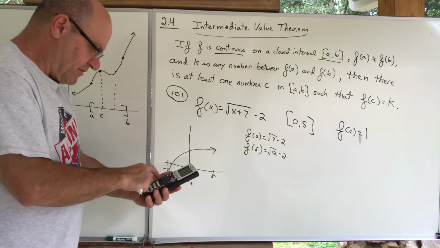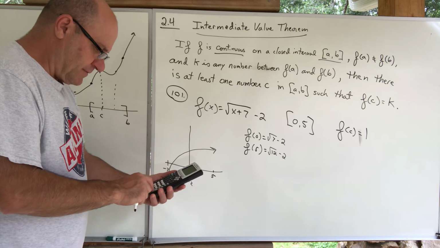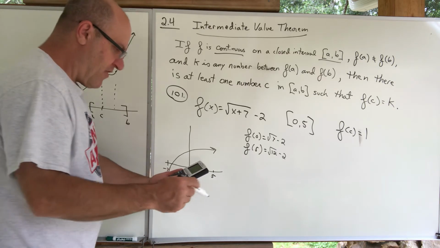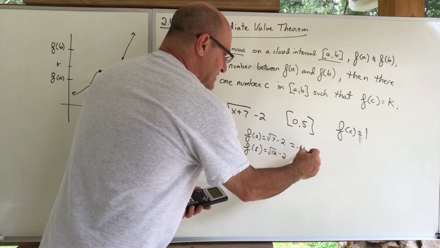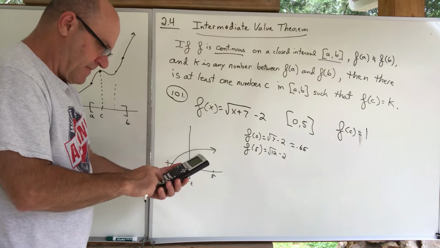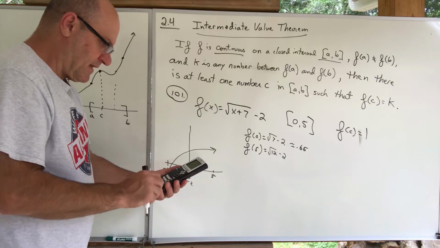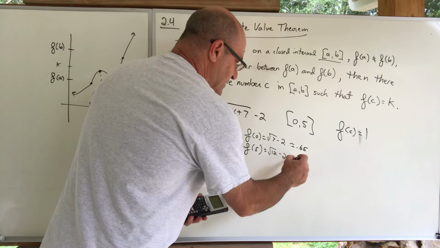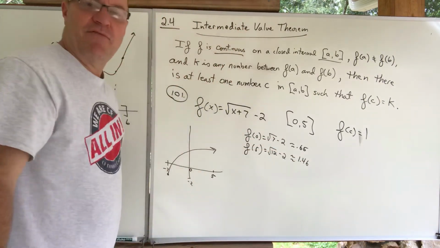What is the square root of 7 minus 2? Approximately 0.65. And what is the square root of 12 minus 2? Approximately 1.46. So those are my two different y values.